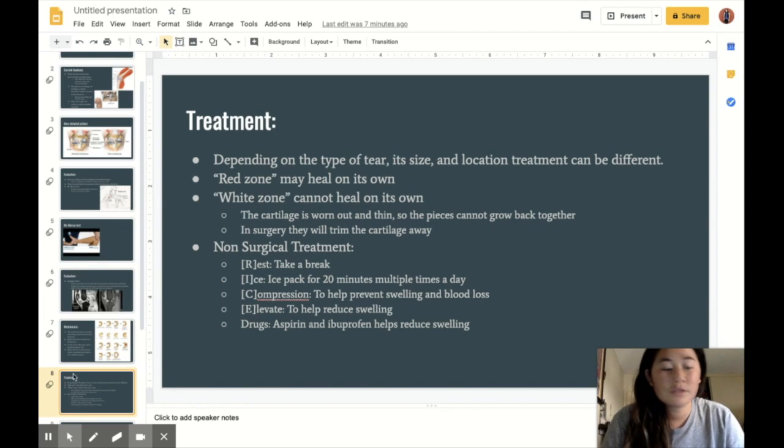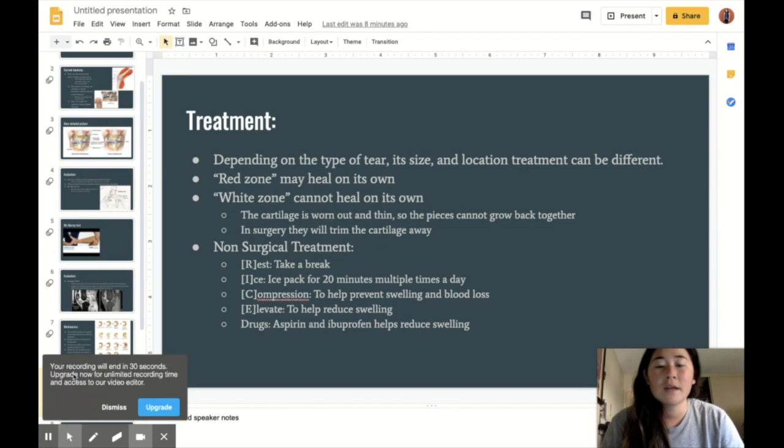The non-surgical treatment is called RICE, and it means rest, which is take a break; ice pack for 20 minutes multiple times a day; compression to help prevent swelling and blood loss; and elevate to help reduce swelling. They say to take aspirin and ibuprofen because that will help reduce the swelling in your knee.